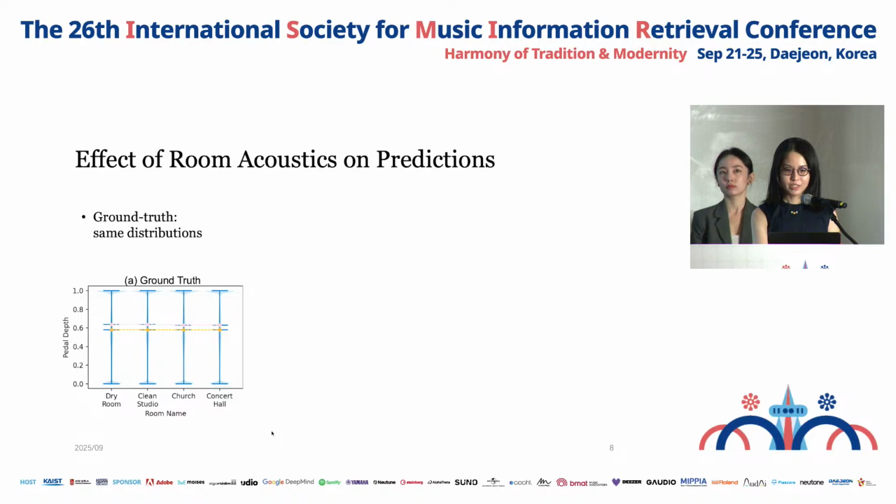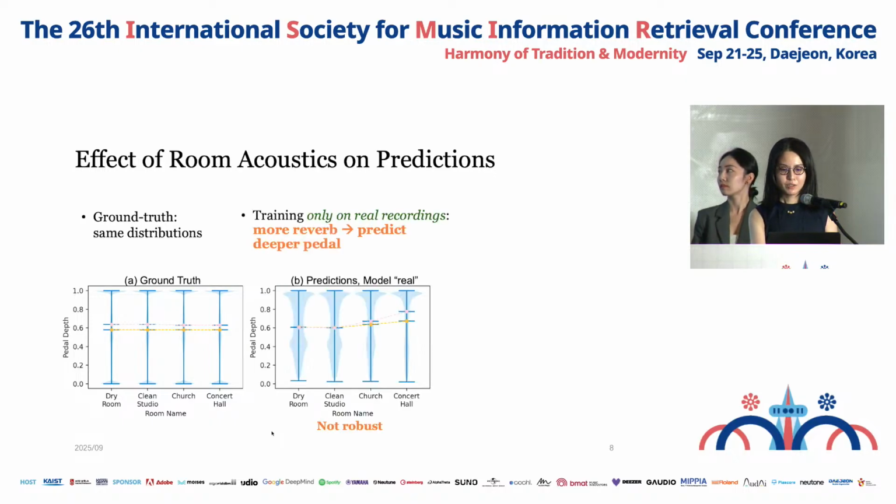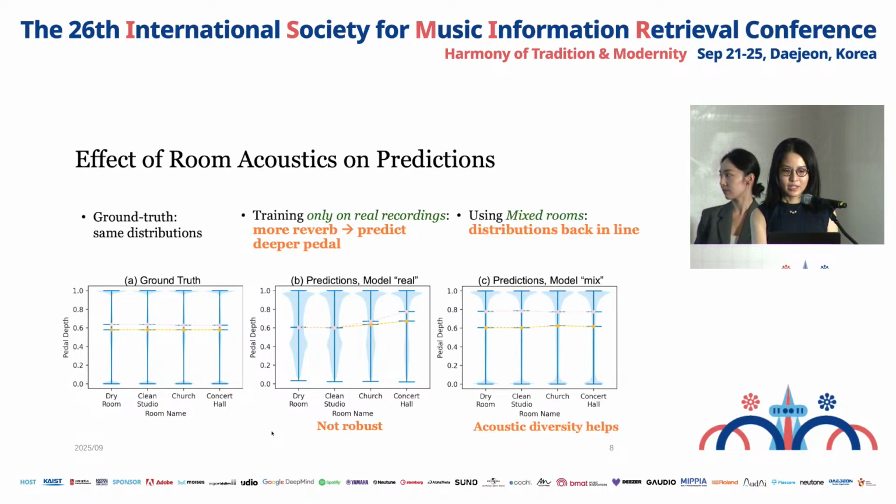Across rooms with increasing reverb, the pedal value distribution for ground truth is the same, and it should be. However, when training on real recordings only, we see an upward drift. This means that when there's more reverb, the model tends to predict deeper pedal usage. Now, when we train on a mixture of rooms, we see that the predicted distributions are back in line. This shows that acoustic diversity in training can help make more consistent estimates.